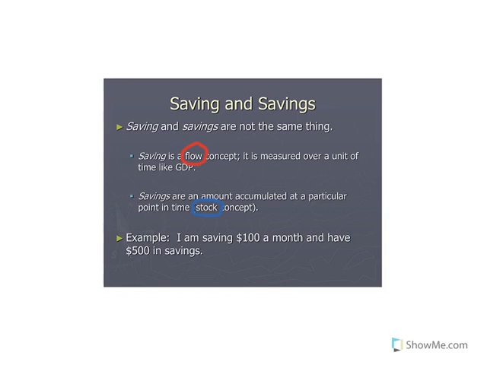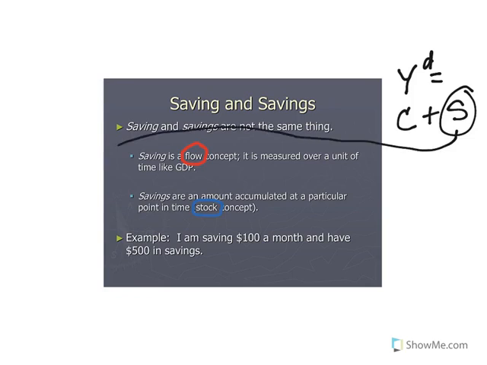So generally when we're talking about saving, in terms of our formula that we just learned, where I said disposable income equals consumption plus saving, this term right here is referring to this right here. In other words, the flow concept, the idea that every month you get your check and you can spend a certain amount of it and save a certain amount. That can change from month to month. So it's a flow concept.